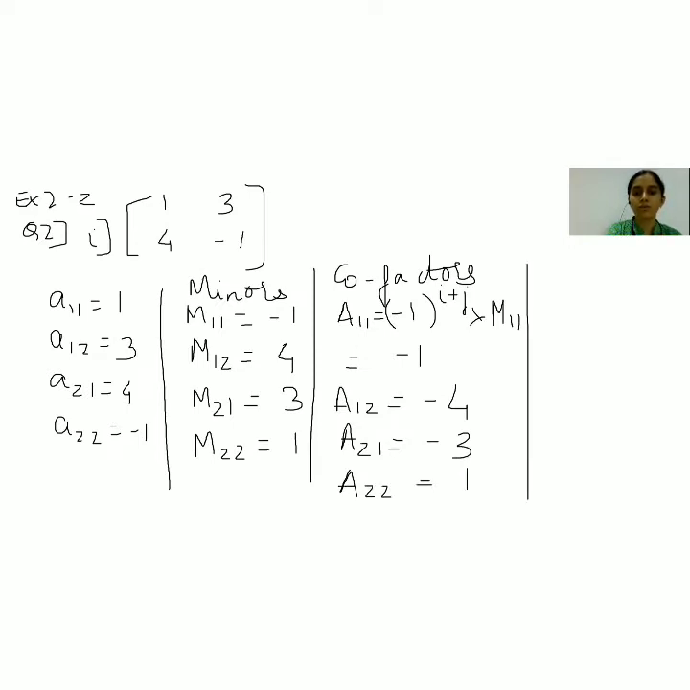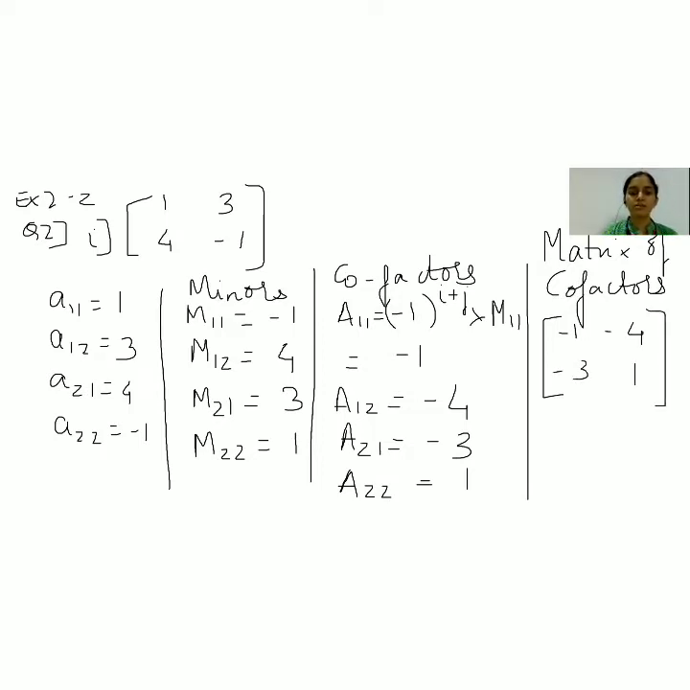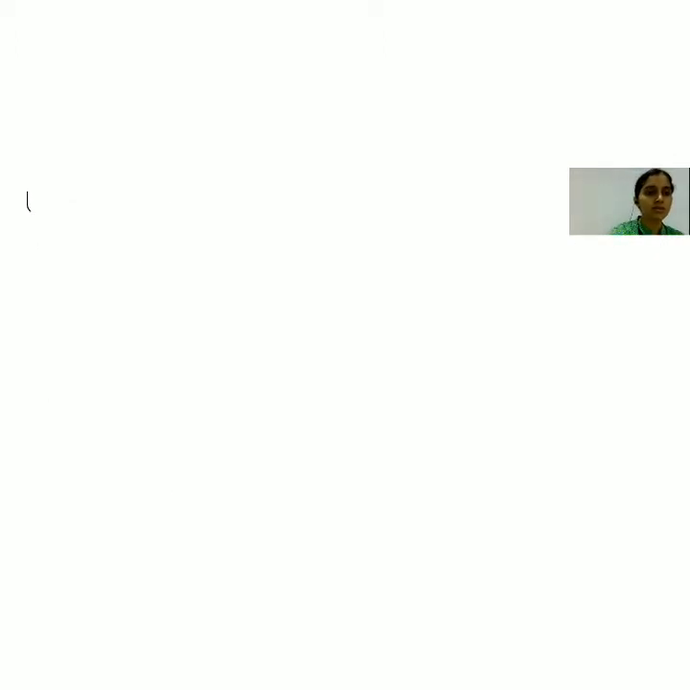Okay, in the end, what do we have to do? Write the matrix of cofactors. So matrix of cofactors, right? So the first element A11 minus 1, A12 minus 4, A21 minus 3 and A22 1. Okay, this is our matrix of cofactors for the first sum. Let's go to the second one.